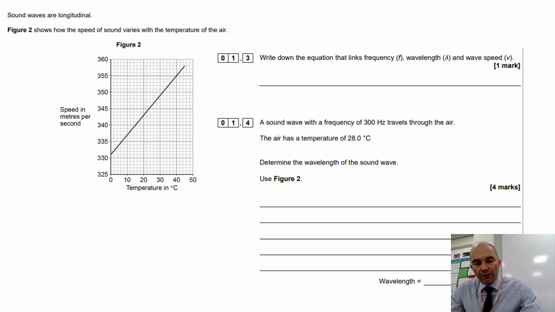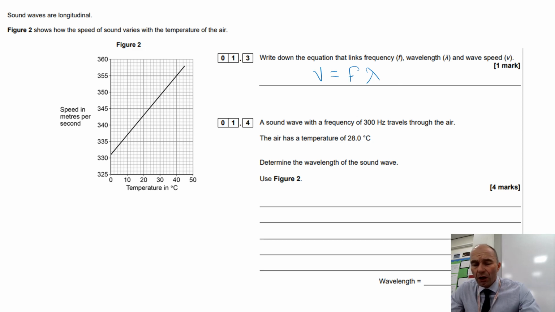Now, sound waves are longitudinal. That was probably a picture of a sound wave that they showed you before. Now, figure 2 shows how the speed of sound varies with the temperature of air. 1.3 should be the easiest mark you're ever going to get because you're going to have the formula sheet. So, wave speed, v, is frequency multiplied by wavelength. There's your 1 mark. That sign is lambda, one of the Greek letters.